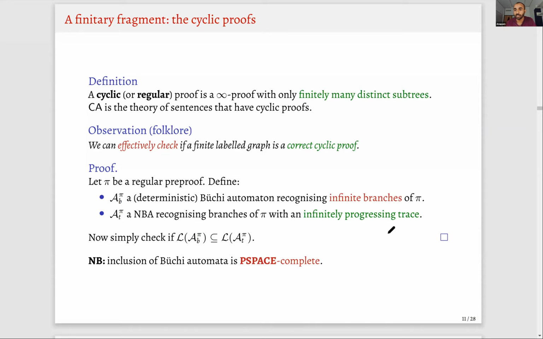To summarize, we have this nice fragment. It is a recursively enumerable theory because the correctness condition is checkable, but it still involves a little bit of work to check. Usually checking a proof is just a local thing, certainly in polynomial time. Here you need a little bit more work, but it's still quite a nice thing. We need to rely on some infinite word automaton theory to actually check the proof.